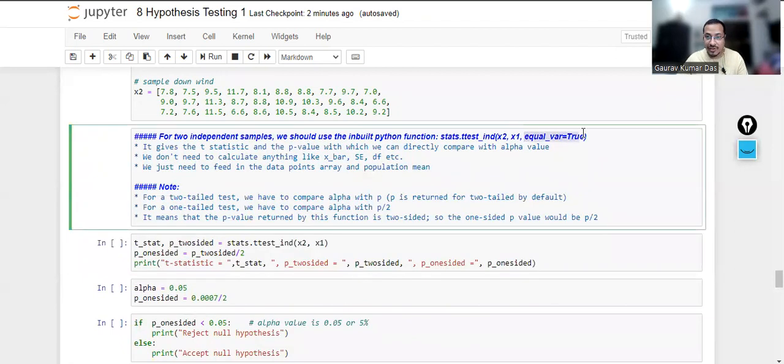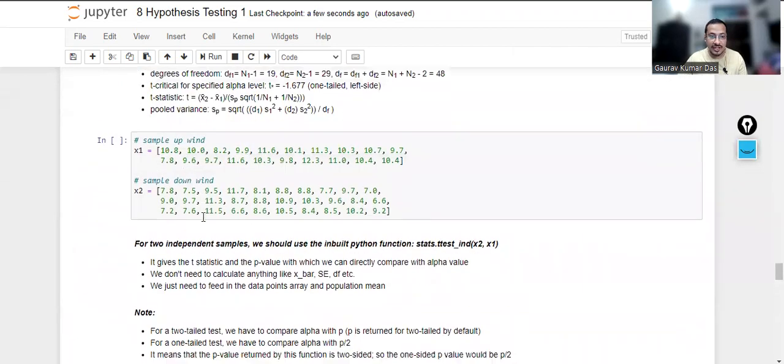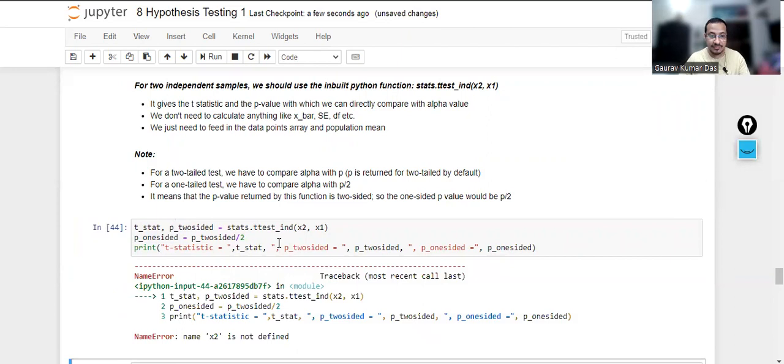So I can in fact remove this out as well. Okay. So let's calculate the stats.test_independent(x2, x1). It's already given downwind and upwind. And here it's a one-sided test. So whatever p I get, it's actually two-sided. So I have to convert it to one-sided by dividing it by 2 and then compare with the alpha.